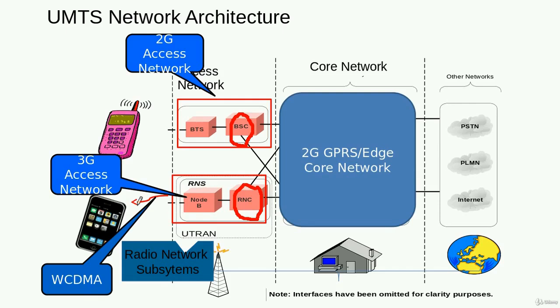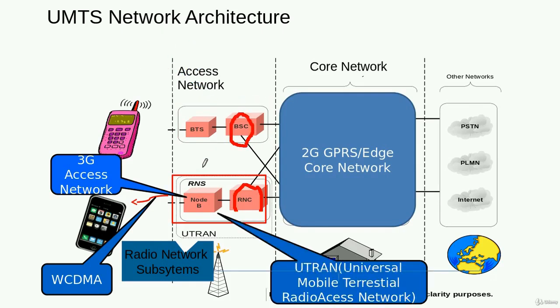And I would also like to point out that here on the air interface between the mobile station and the radio network subsystem, the access technology that is being used is the wideband CDMA access technology. And when we combine all the radio network subsystems of a network, the combination of all these radio network subsystems of a network is known as the UTRAN, or Universal Mobile Terrestrial Radio Access Network.